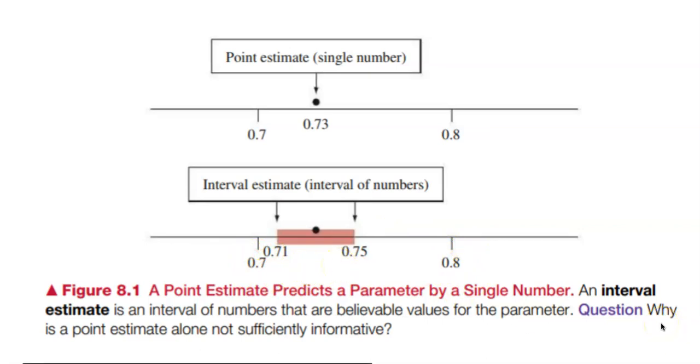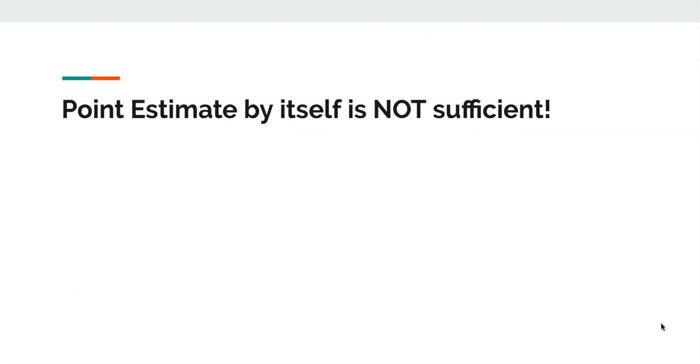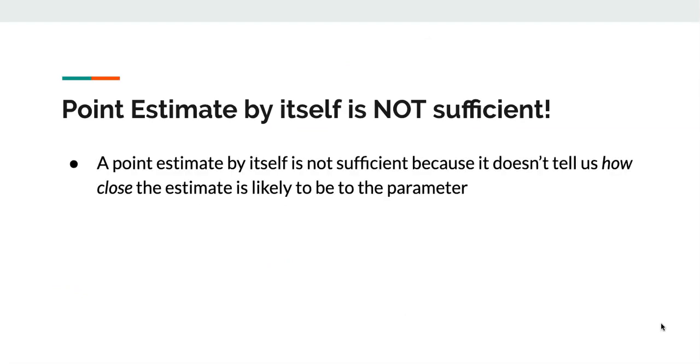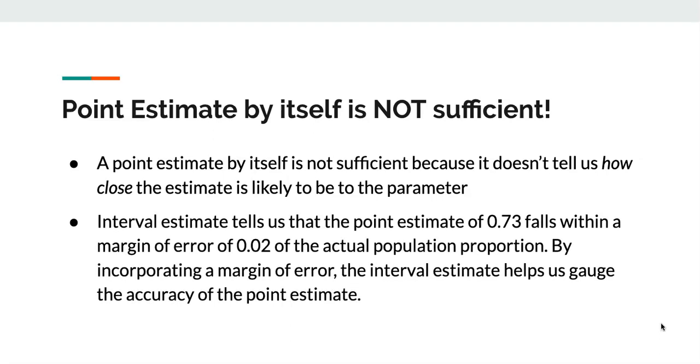So the question is, why is a point estimate alone not sufficiently informative? Why are we going to use an interval estimate instead of just a point estimate in this chapter? A point estimate by itself is not going to be sufficient because it doesn't tell us how close the estimate is likely to be to the parameter. If you just know 0.73 and the actual parameter is, say, 0.75, were we going to say, oh, we had a pretty good guess, or were we just not even close? An interval estimate tells us that the point estimate of 0.73 falls within a margin of error of 0.02 of the actual population proportion. And by incorporating this thing called margin of error that we're going to look at in this chapter, the interval estimate helps us gauge the accuracy of the point estimate.